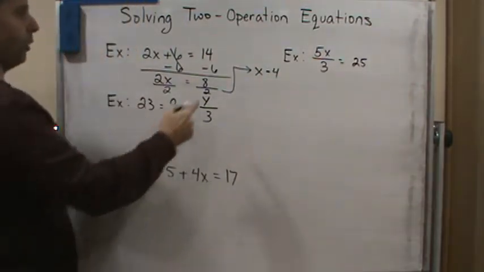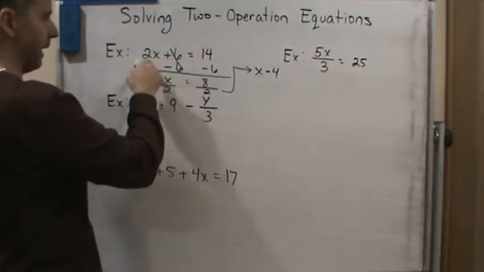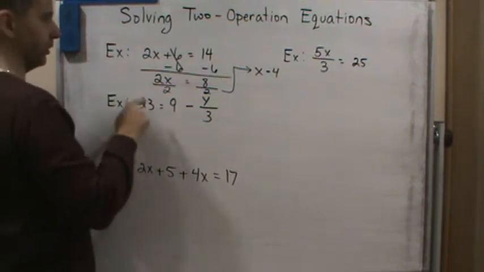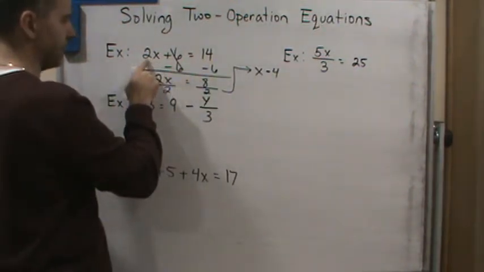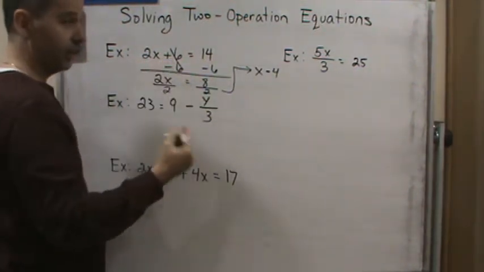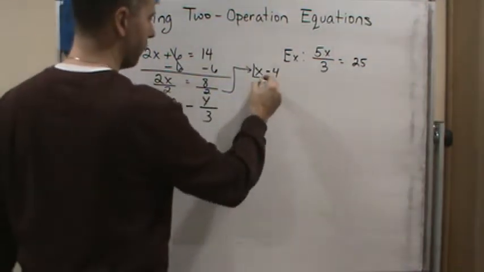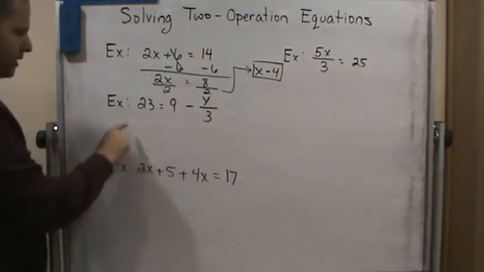And of course, always take your answer and plug it back in to make sure that it's the correct answer. So 4 times 2 is 8. 8 plus 6 is 14. And so it works.